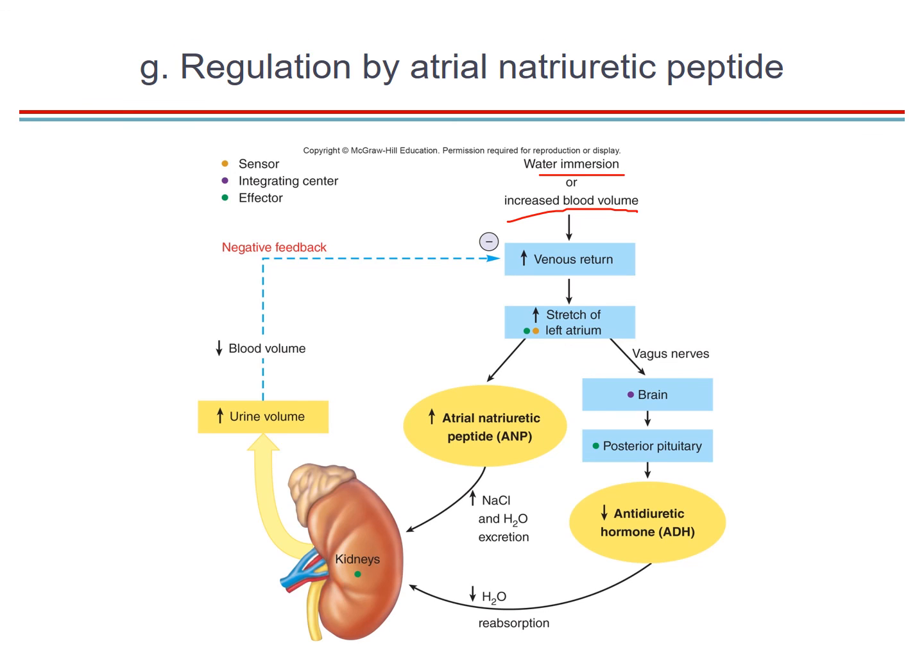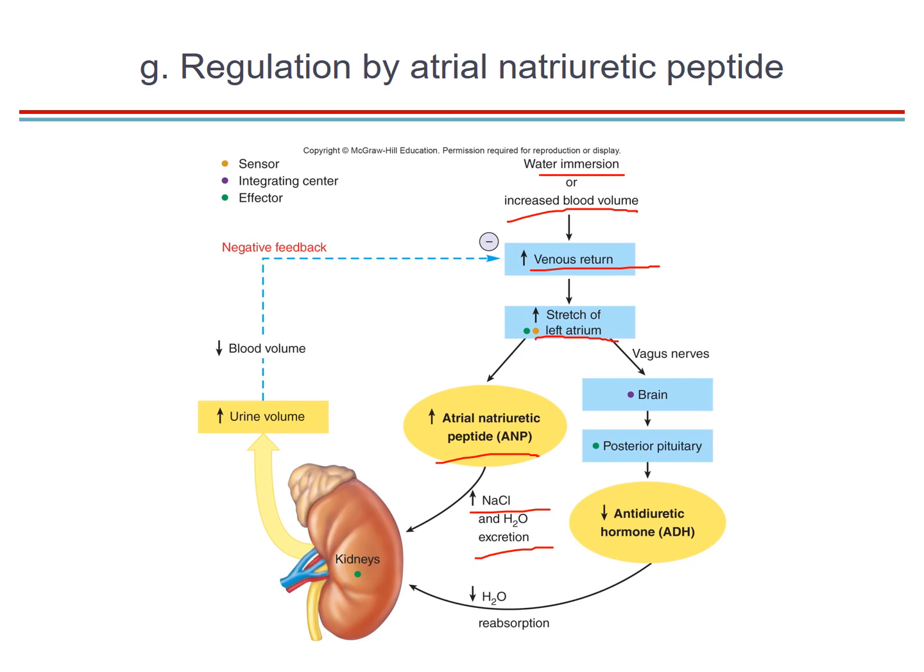And so when we are immersed in water, what happens is that we have an increase in venous return. So this increases the stretch of the left atrium. And so from that, what we have is an increase in ANP. And this is going to promote salt and water excretion, all right, into the urine in response to the increase in blood volume.